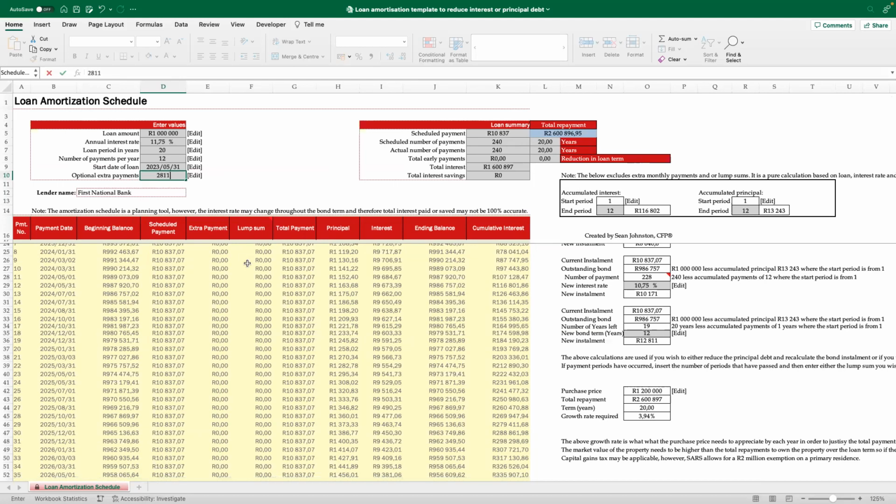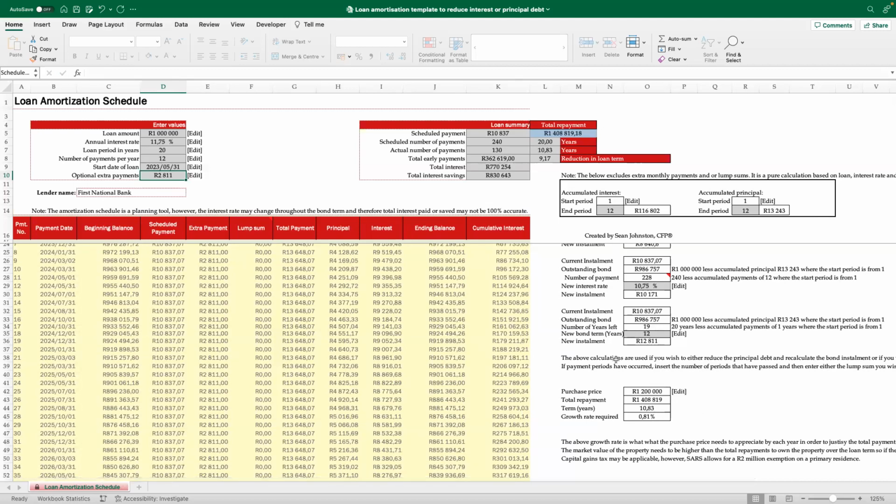Or if we use the same example of 2,811, you've now put extra money in, you've paid it off, you've now reduced it to 10.83. So the total repayments is 1.4. So you only need a growth of 0.81% on your value of the property. In other words, if you were to pay this property off in 10 years and you bought it for 1.2 purchase price, you should be able to sell this property quite comfortably for well above 1.4 because this has only grown 0.81.